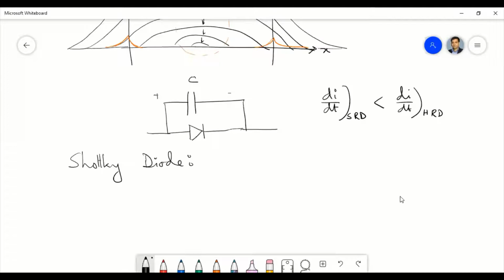It's a majority carrier device, but how is it formed? What are the components inside it? Is it a PN junction diode? It's not a PN junction diode. In a normal diode we have a P substrate and an N substrate, like this, and the symbol is generally drawn like this.